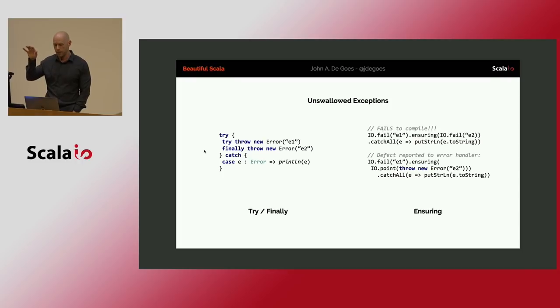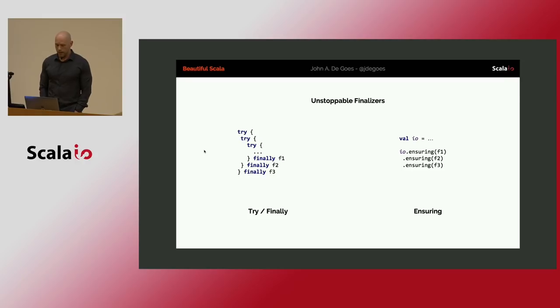First off, the naive attempt to do that won't even compile. The types won't let you write that. If you sneak in a thrown exception somewhere, however, in the second example over on the right-hand side, then all the errors will still be reported. So even though you're only able to catch one error, the other ones will be reported to what's called the fiber's unhandled error handler, which you have full control over, and you can send those errors to log or whatever. The point is they don't get lost.